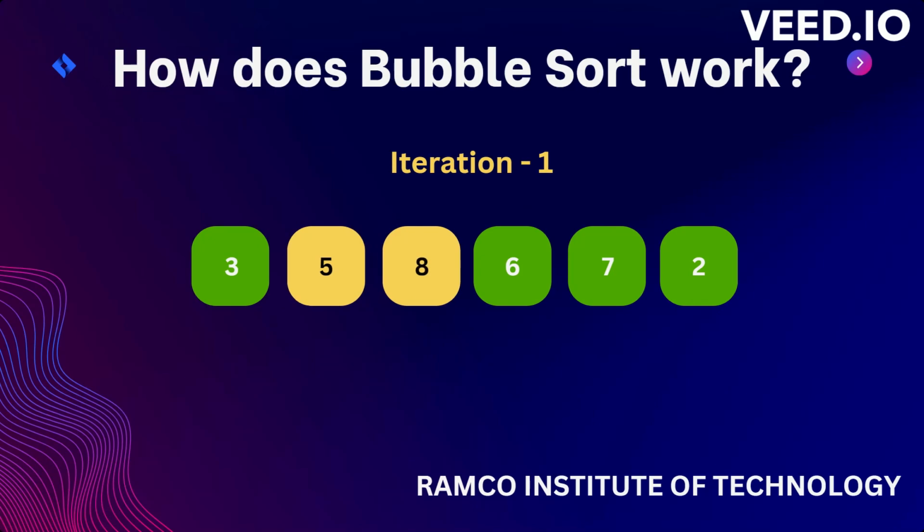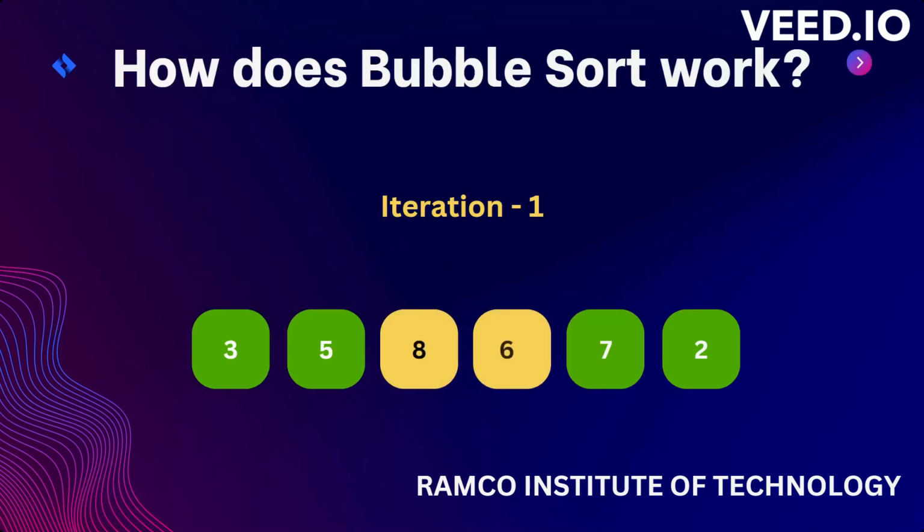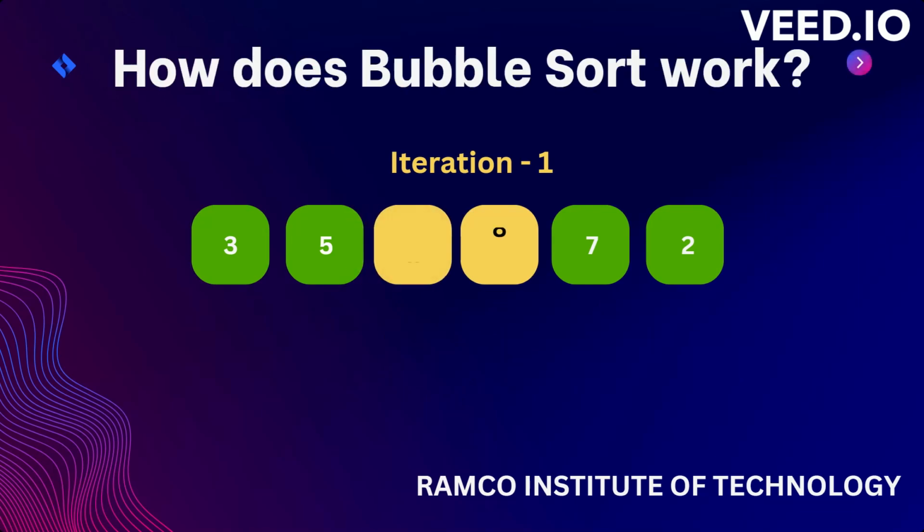Then the next two elements, that is 5 and 8, are compared. So here it is in the proper order, so no swapping is required. Next, the next two elements, 8 and 6, are compared. So here 8 is greater than 6, hence swapping is required. So 8 is replaced by 6 here and 6 is replaced by 8 here.